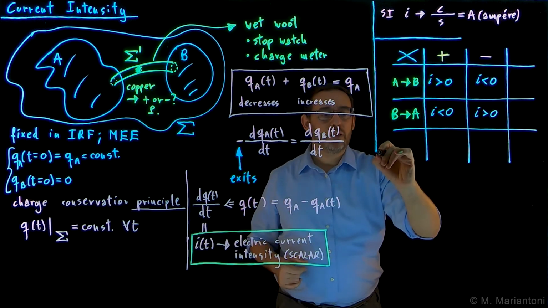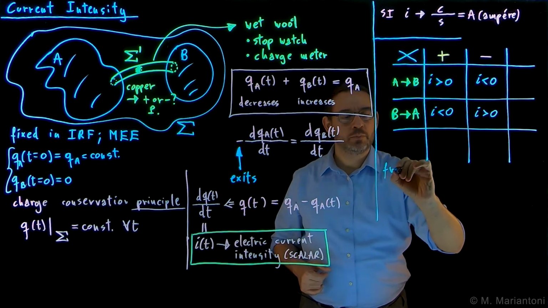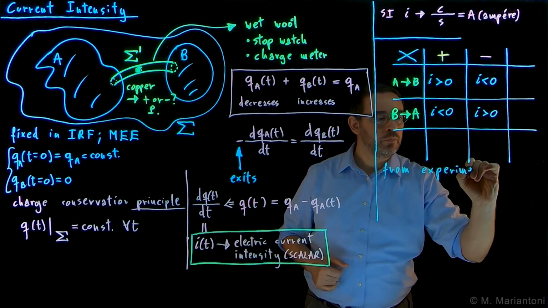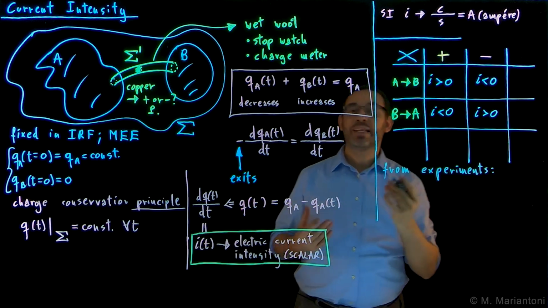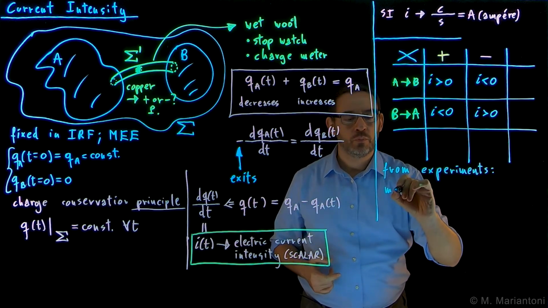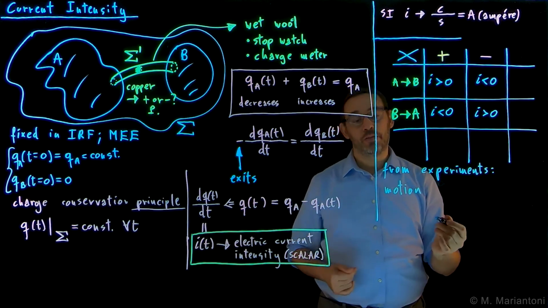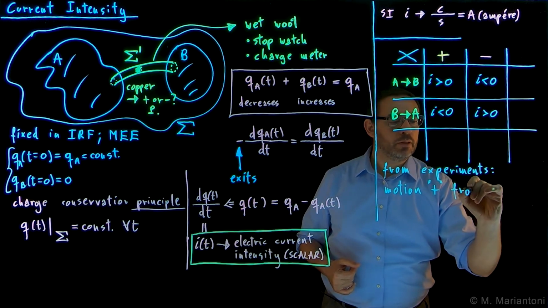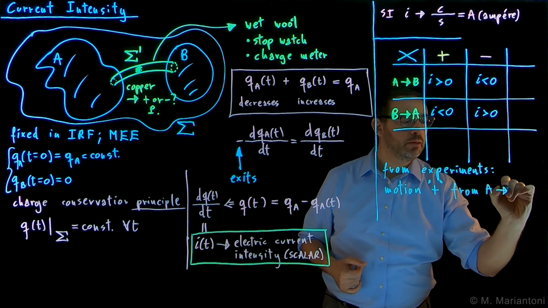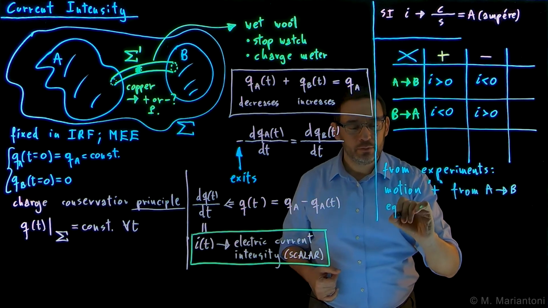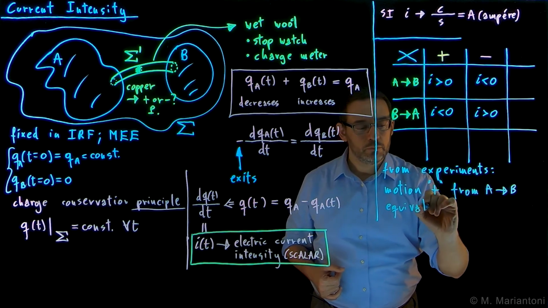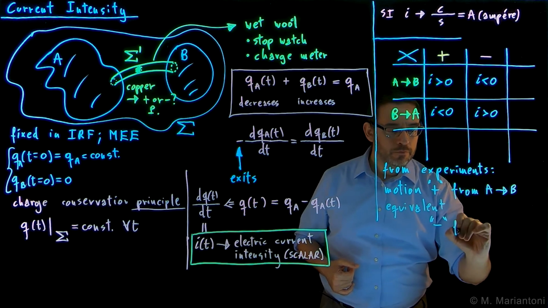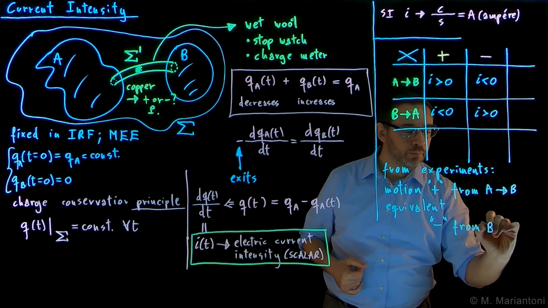This is actually a very important concept experimentally. From experiments, what we were able to find out is that the current associated with the motion of a positive particle from A to B is equivalent to the motion of a negative particle from B to A.